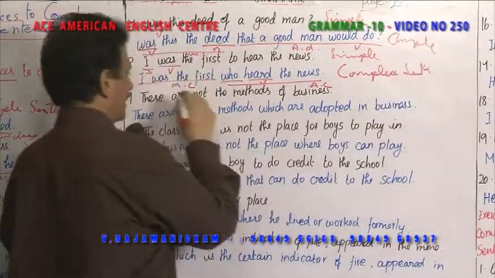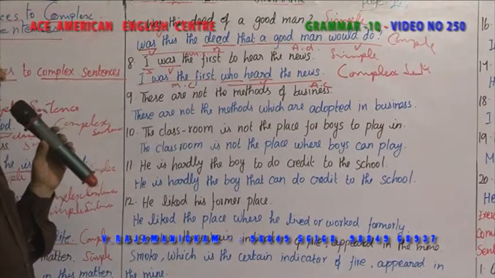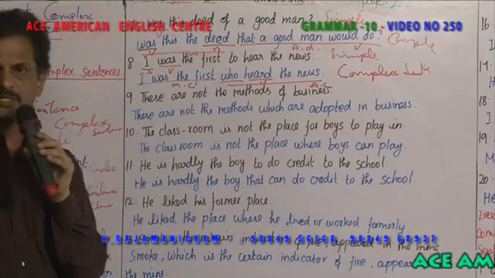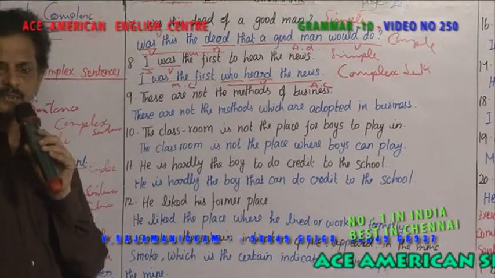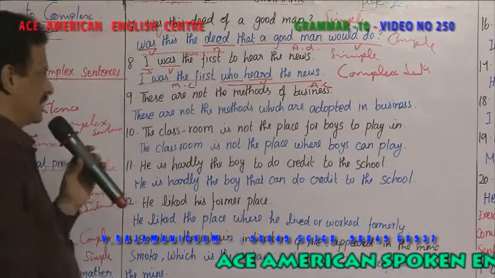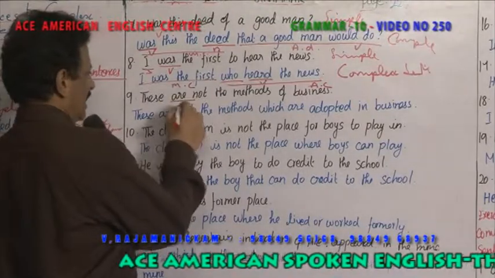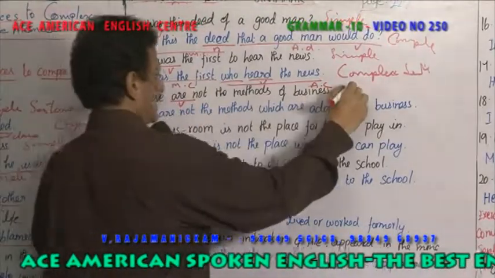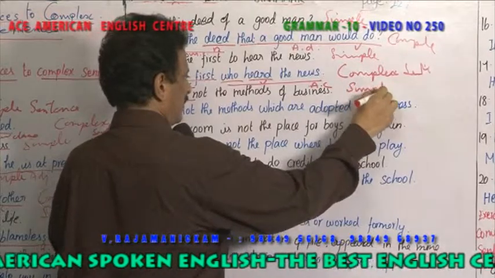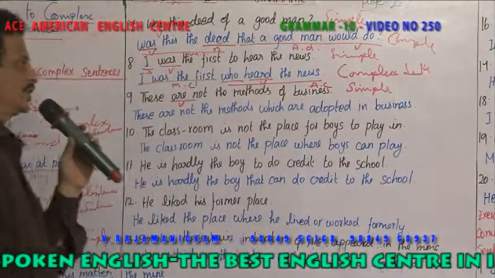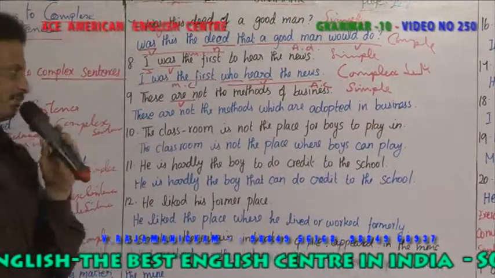Next is, these are not the methods of business. Cheating, smuggling, these are not the methods of the business. So what is the verb here? Are is a verb. So it's only one sentence, so it is a simple sentence, only one verb is there. Now you have to change it into a complex sentence with an adjective clause.